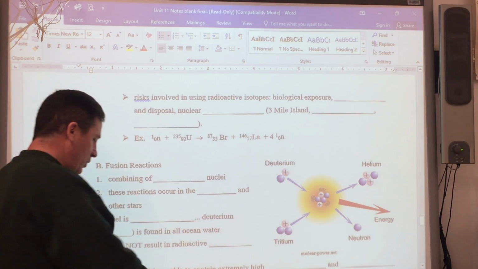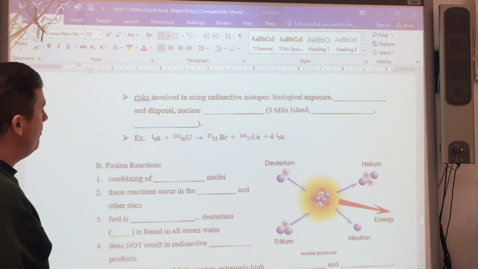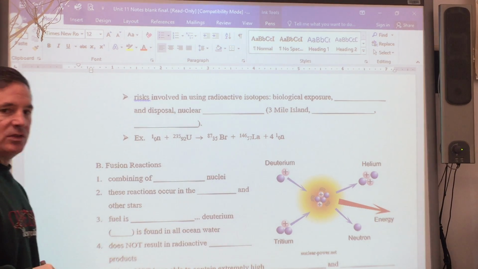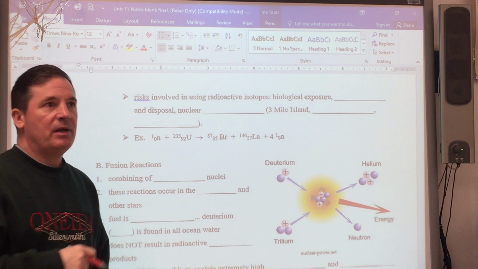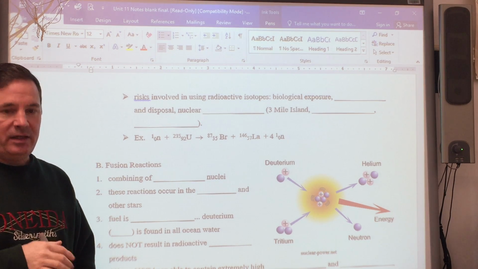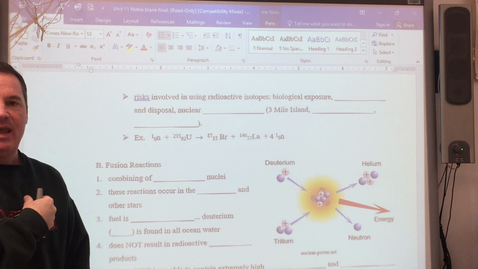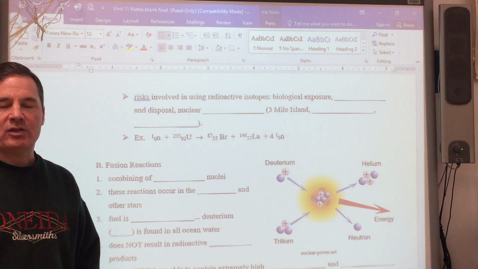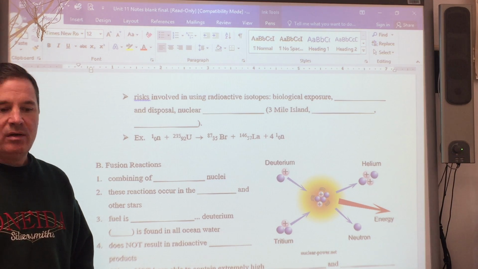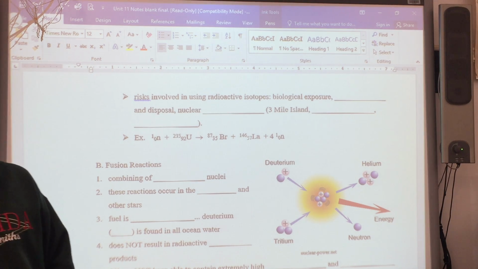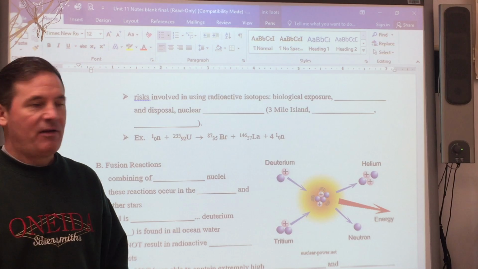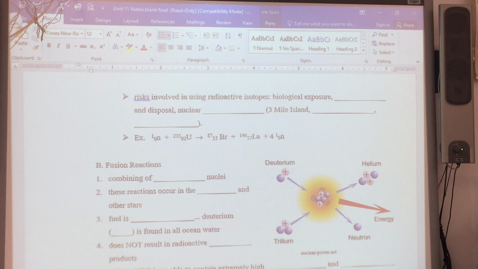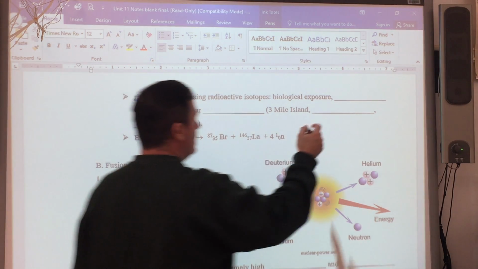Now, we'll talk about risks more specifically down there, but right now, risks involved in using radioactive isotopes, you could get exposed to that. If you work up there in Oswego someday at the nuclear power plant, they're going to give you a tag, and the tag will show you how much radiation you've been exposed to. If you're exposed to too much, above a certain level that the government has decided is safe, then you have to go home. So biological exposure is going to be an issue.